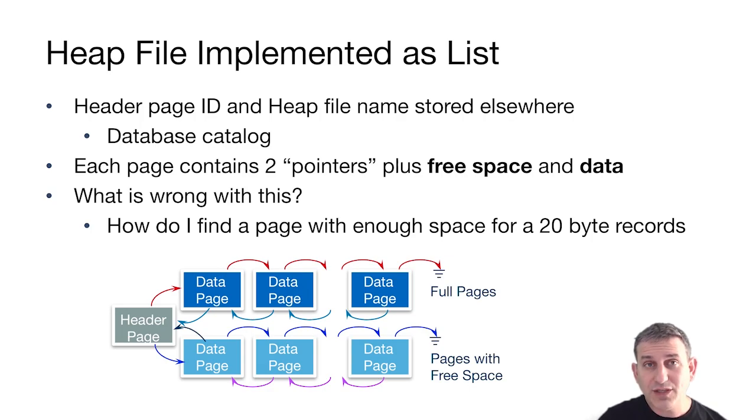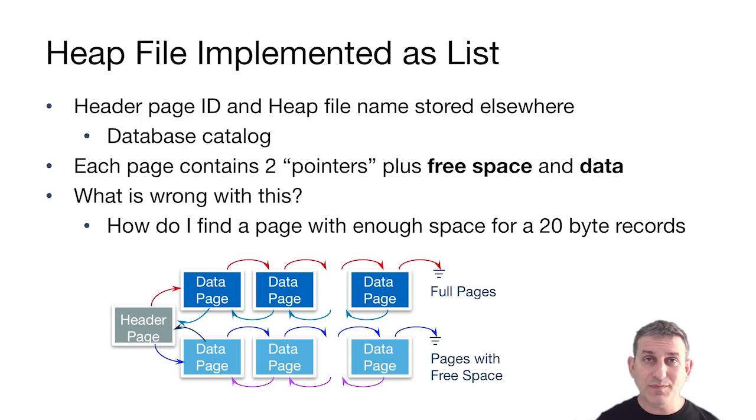Now, every page in this heap file is going to contain 2 pointers, and then all the data pages will have some free space potentially and some data. The header page itself is just going to have 2 pointers, one to a linked list of full pages that have no more room for inserts, and one to a linked list of pages with free space. And so we have a doubly linked list of full pages, and a doubly linked list of pages with free space.